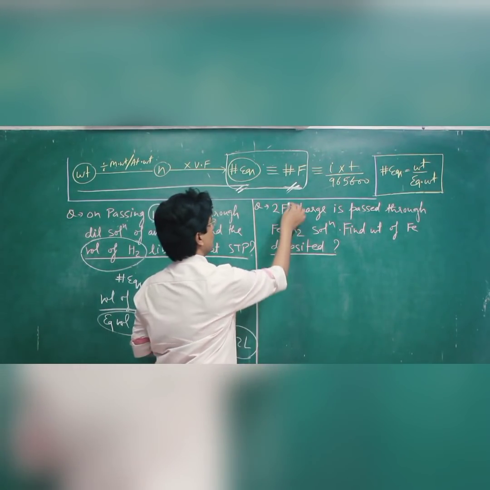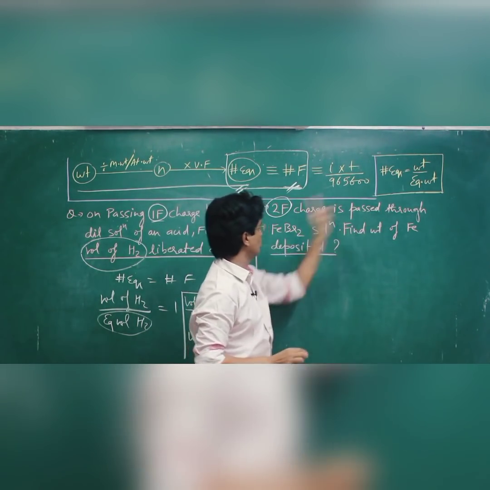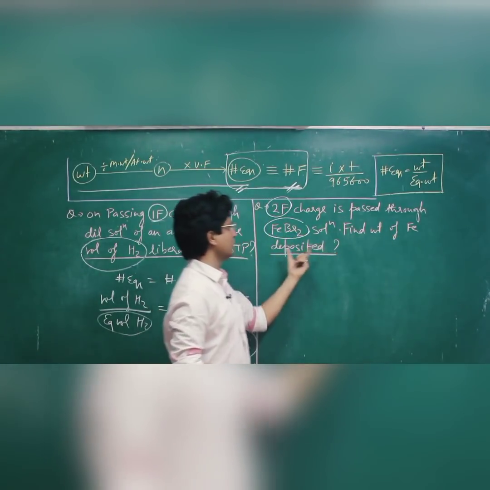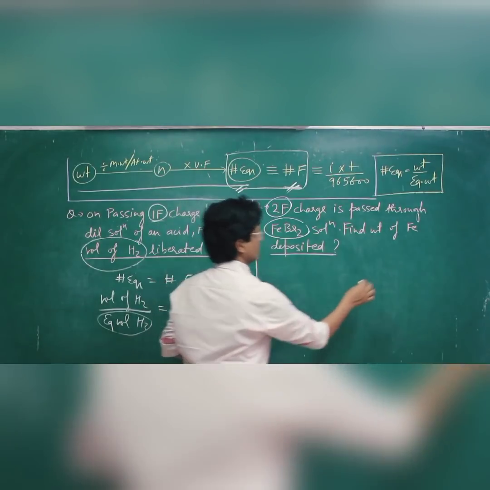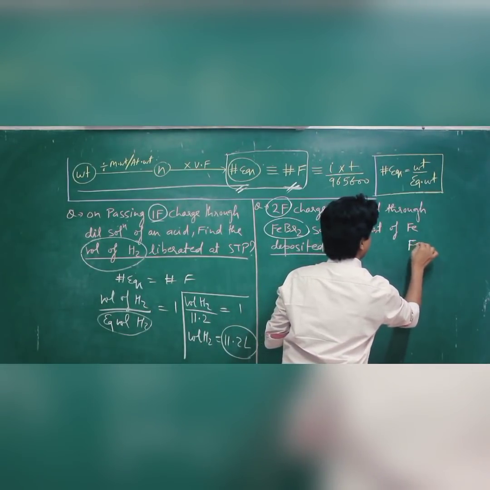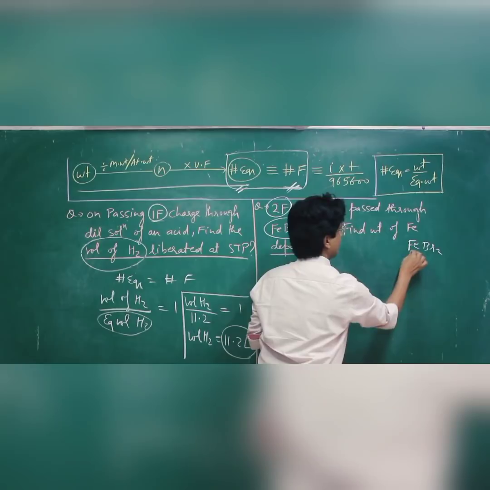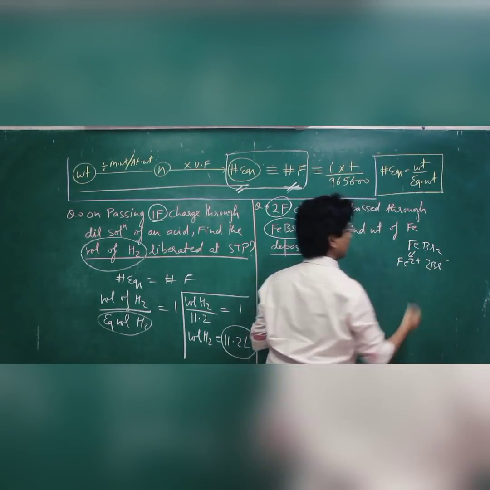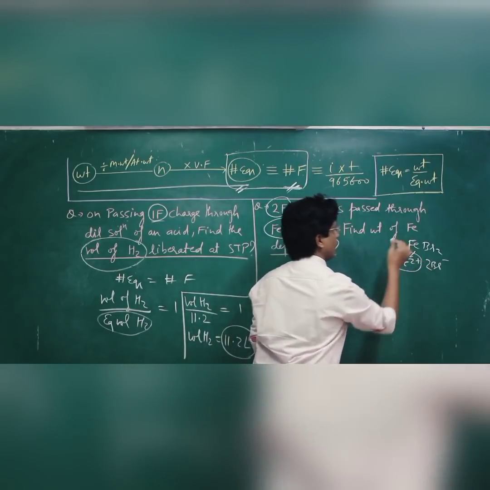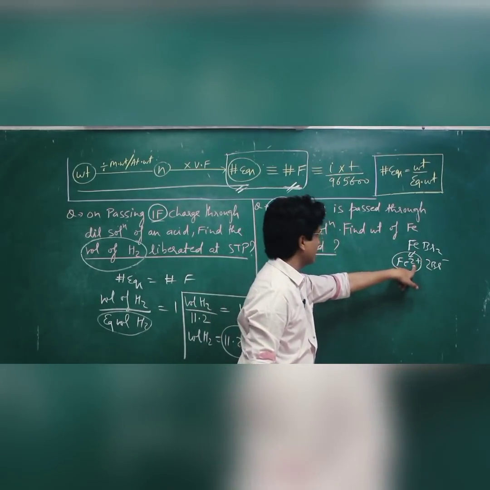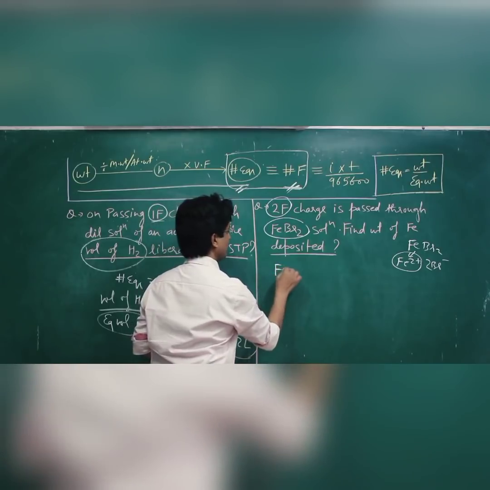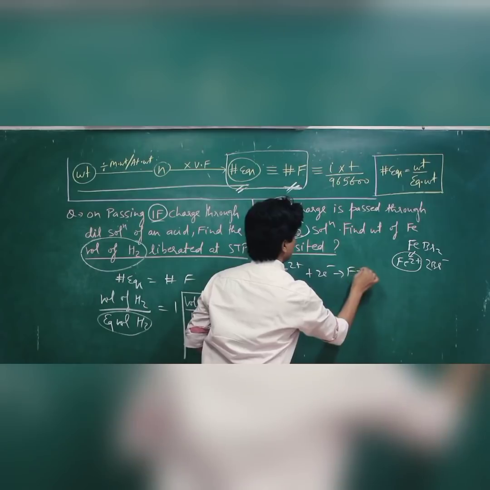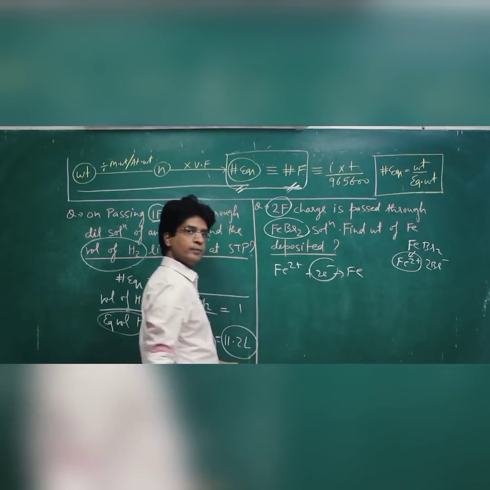This says 2 Faraday charge is passed through FeBr2, ferrous bromide solution. Find weight of iron deposited. Now see, this FeBr2 will give you Fe2+ and Br- ions, 2 of them. So valency factor of iron is 2 here. Is that clear? So ferrous ions will accept 2 electrons to give you Fe. So valency factor is 2.